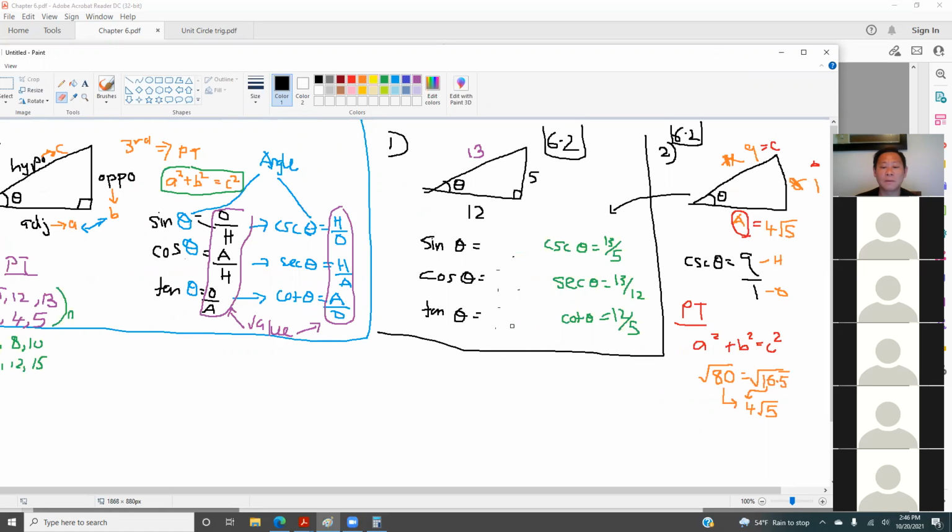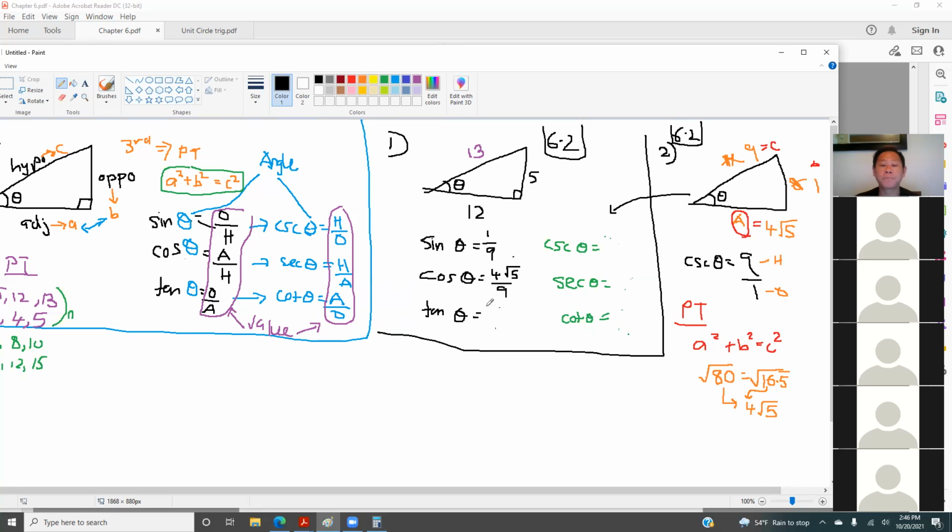So obviously the sine. Anyone? Using this, 1 over 9. Is it 1 over 9? So sine in this case will be 1 over 9, which is opposite over hypotenuse. What is your cosine in this case? 4 square root 5 over 9. So it will be 4 root 5 over 9, which is adjacent over hypotenuse.